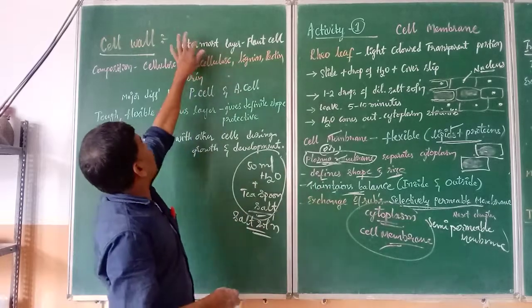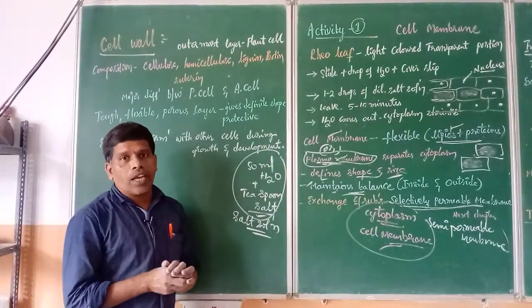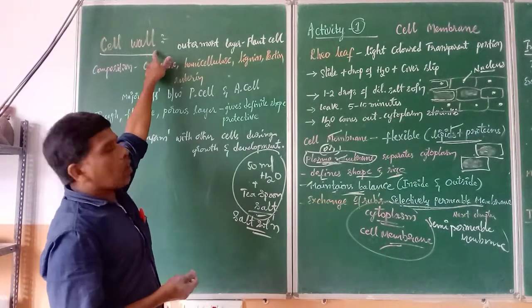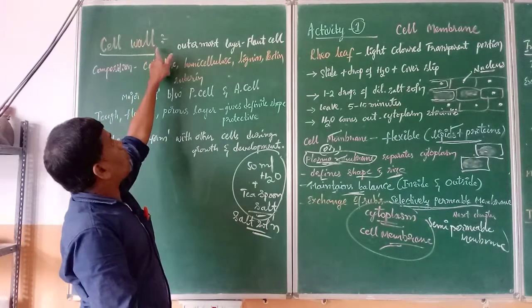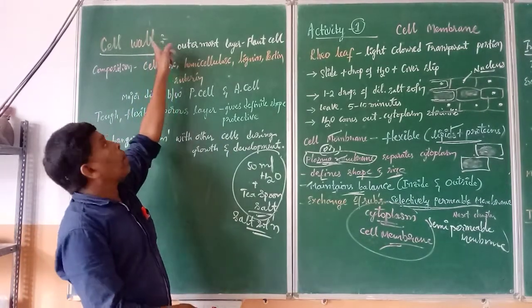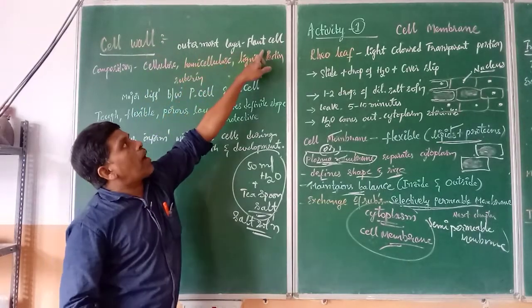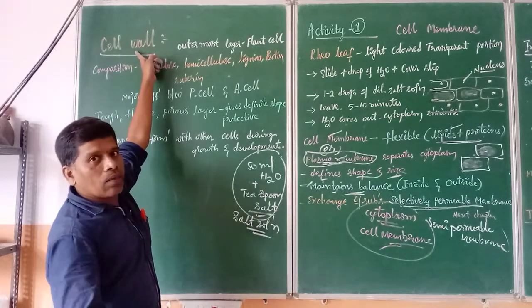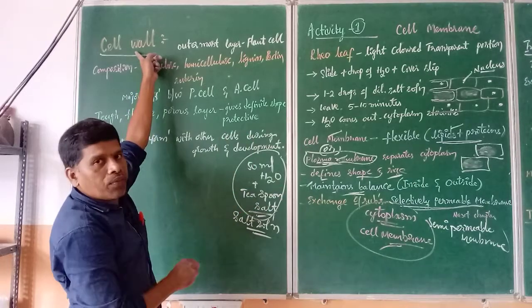Okay, now coming to the next part, one more structure, that is the cell wall. The outermost layer of the plant cell is called cell wall. What is the outermost layer in the animal cell? Cell membrane itself. But in the plant cell, the cell wall is the outermost layer. Beneath it, on the inner side of the cell wall, we have the second layer, which is called cell membrane, just what we have seen.